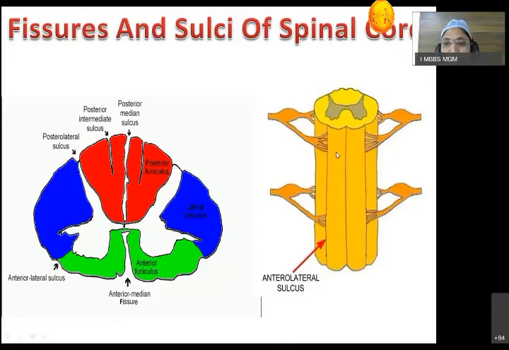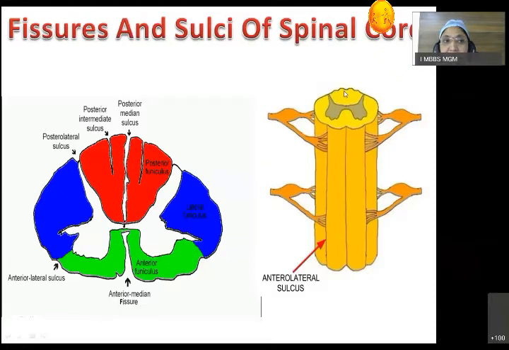And thus here you can see this is the anterior median fissure through which the anterior spinal artery runs. This is the anterolateral sulcus through which the anterior or ventral root of the spinal nerve emerges out. This is the posterior lateral sulcus through which the posterior root of the spinal nerve enters the spinal cord, and at this level posteriorly there is the posterior median sulcus.